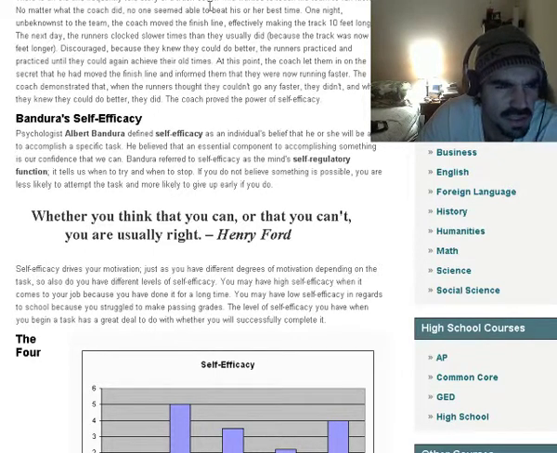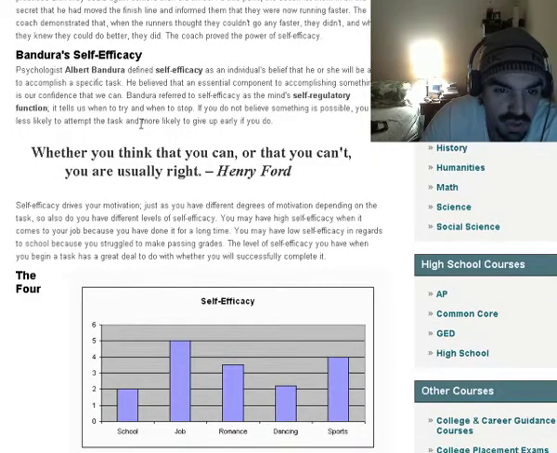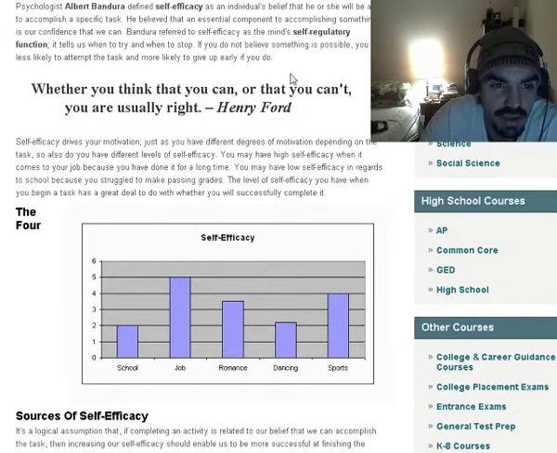Bandura's self-efficacy. Psychologist Albert Bandura defined self-efficacy as an individual's belief that he or she will be able to accomplish a specific task. He believed that an essential component to accomplishing something is our confidence that we can. Bandura referred to self-efficacy as the mind's self-regulatory function. It tells us when to try and when to stop. If you do not believe something is possible, you are less likely to attempt the task and more likely to give up early if you do. Whether you think that you can or that you can't, you are usually right. Henry Ford.